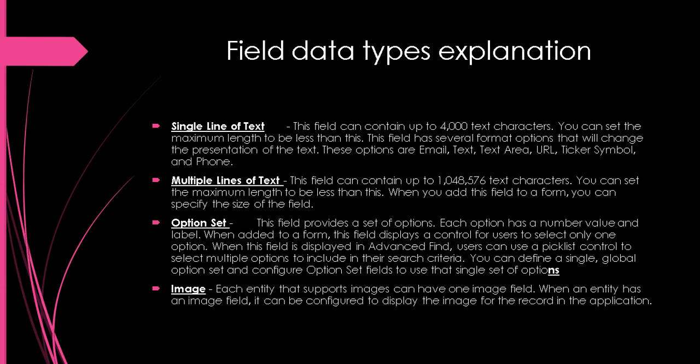Option set. This field provides a set of options. Each option has a number value and a label. When added to a form, this field displays a control for users to select only one option. When this field is displayed in advanced find, users can use a pick list control to select multiple options to include in their search criteria. You can define a single global option set and configure option set fields to use that single set of options. So it means an option set field is used to select options from a list of options, like a drop down.